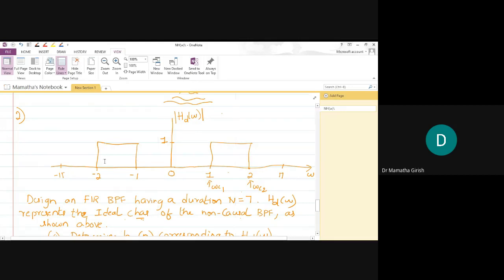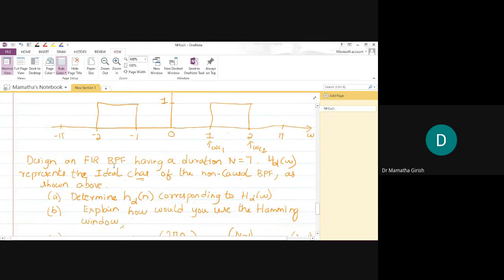They've just sketched this response. This is the magnitude response for a given ideal band pass filter. The band of frequencies is ranging between 1 radians to 2 radians. That is, the value of the lower cutoff frequency omega c1 is 1 radians and the upper cutoff frequency omega c2 is 2 radians. This is the plot given.